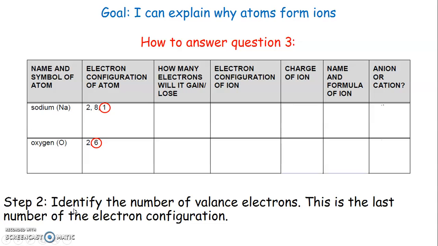Now, step number 2 here is we need to identify the number of valence electrons. And valence electron, remember guys, is the electrons on the outermost shell. Okay. So what that means is that this is the last number of the electron configuration. So sodium has 1 valence electron, and oxygen would have 6 valence electrons.